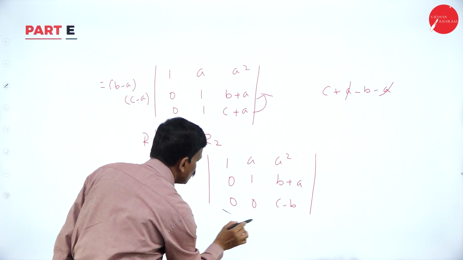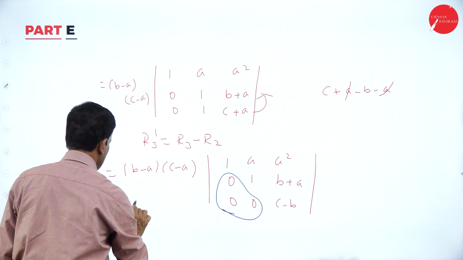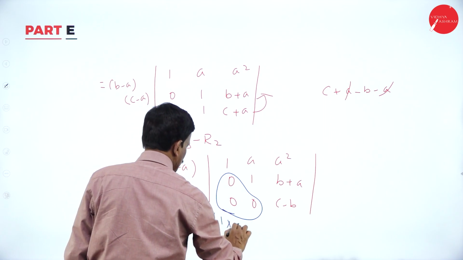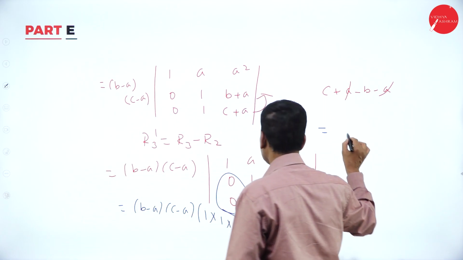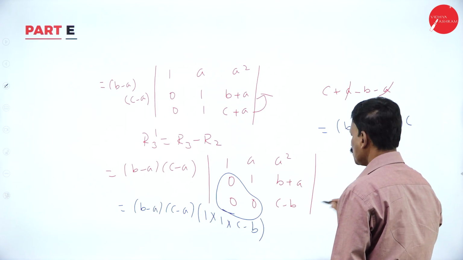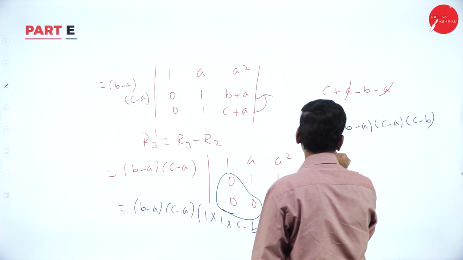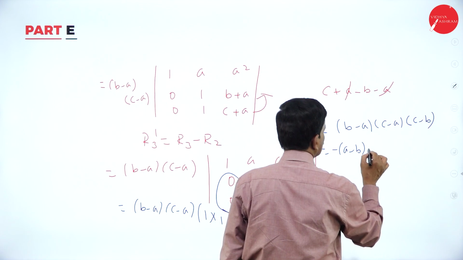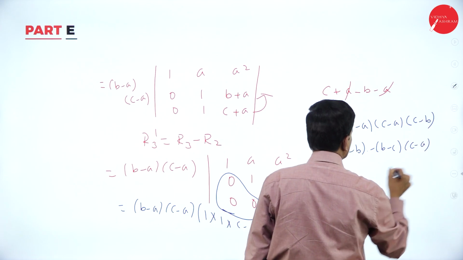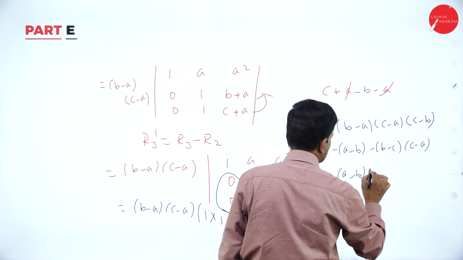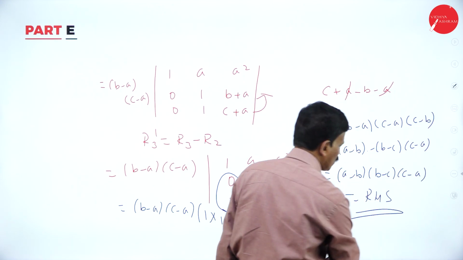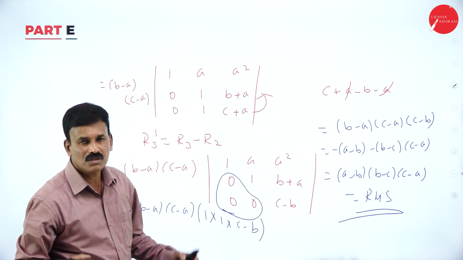So since all the elements below the principal diagonal are 0, therefore the value of the determinant is b minus a into c minus a into 1 into c minus b. So this can be written as b minus a into c minus a into c minus b. This can also be written as minus of a minus b, again minus of b minus c, into c minus a. Minus into minus is plus: a minus b, b minus c into c minus a, which is the required RHS. That's it. This is how we are going to solve this problem.